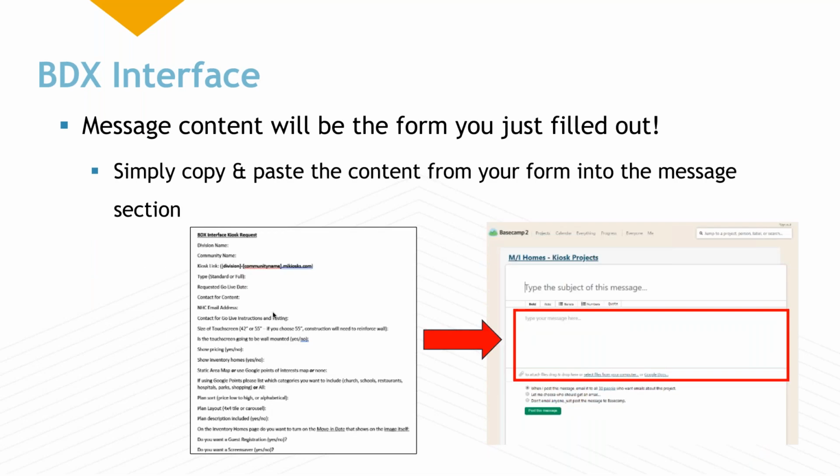So then what you're going to do is in the body of the message, you're going to just copy all the information from the Word document that you've already filled out, and you're going to just paste it right into the message part of the project screen.